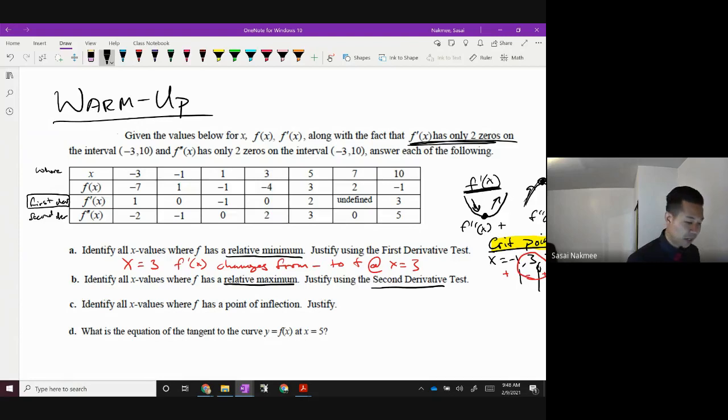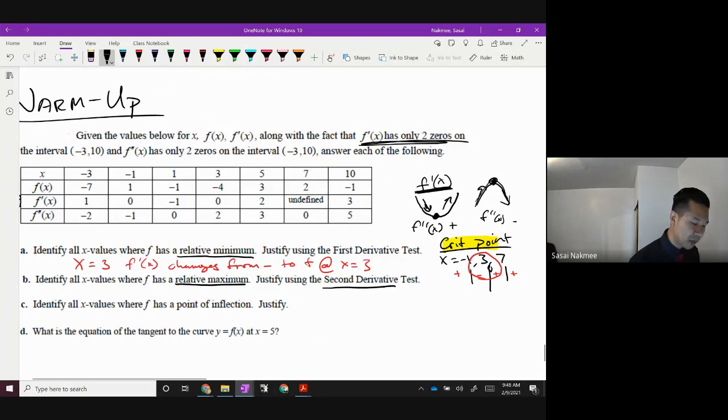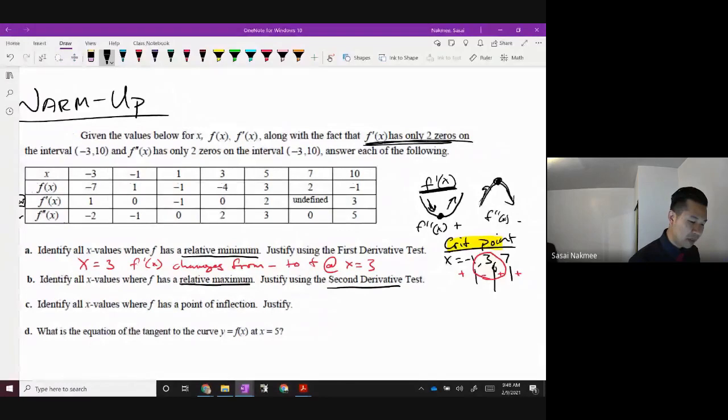The second derivative being, if it's concave up or if it's concave down, right? Remember, if it's concave down, we have a maximum. If it's concave up, we have a minimum, right? That's what this looks like. So now we're combining things together, looking at the first derivative, critical points, and looking at the second derivative, if it's a max or a min, by seeing if it's concave up or concave down. Okay, so check this out.